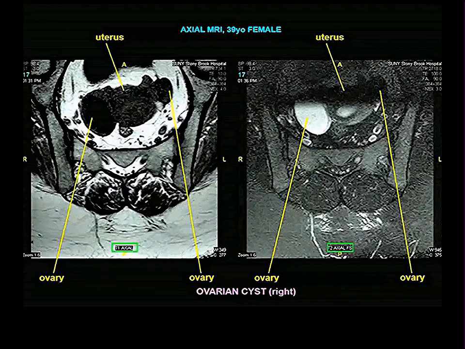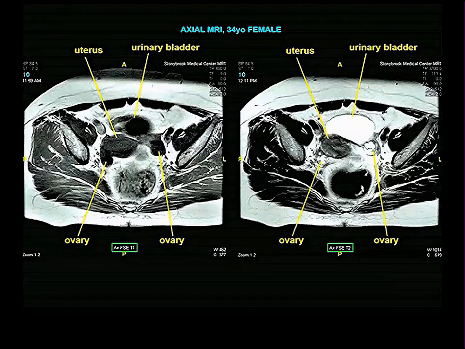FS, you see the FS there? This is T2 axial FS. FS means fat suppressed or fat saturated. It is possible to block the signal from fat. Here's a T1 and T2 without suppression of the fat. So fat is bright white in the T2 and fat is bright white in the T1.